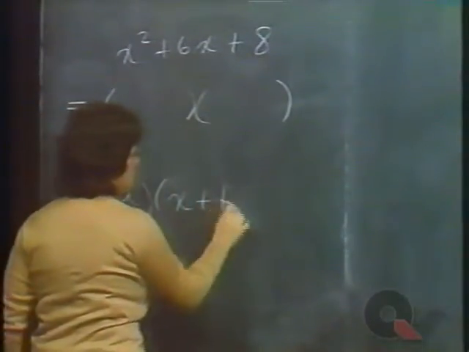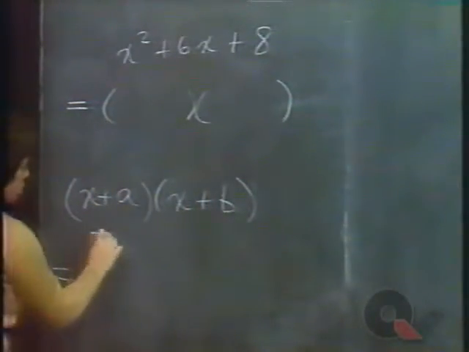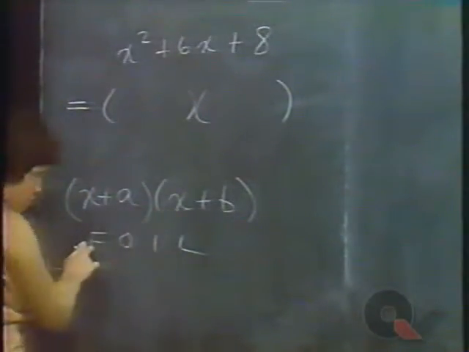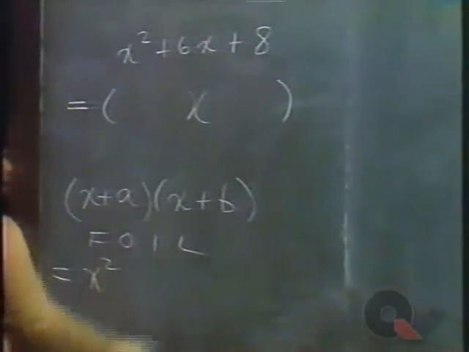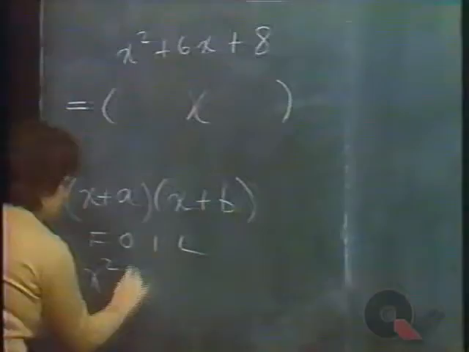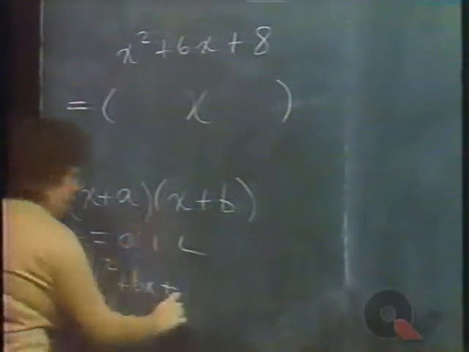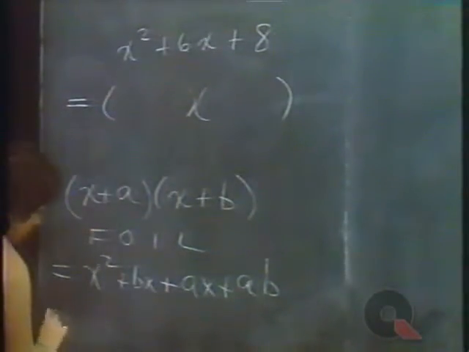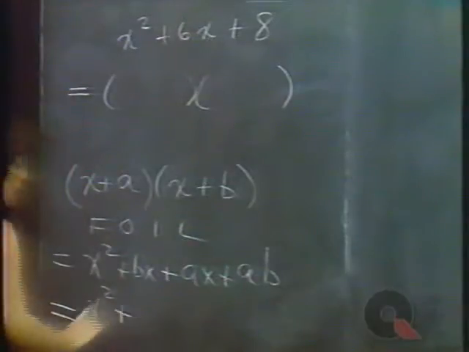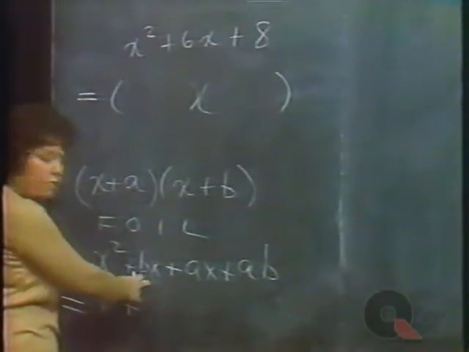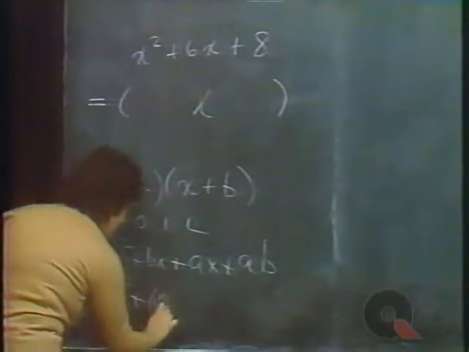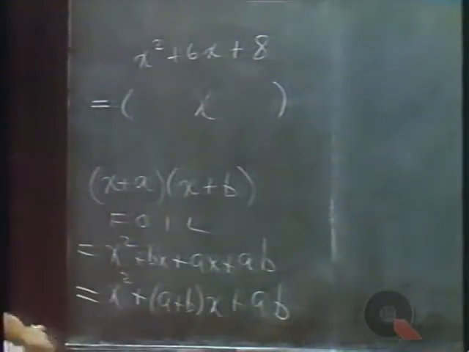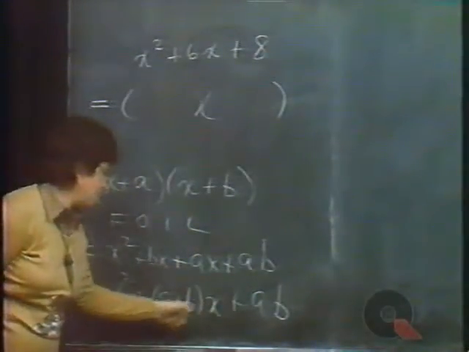If we have x plus a times x plus b, we can use the FOIL method to multiply these binomials. That is, first we multiply the first terms for the F, then the outer terms, giving us bx, then the inner terms, ax, then the last terms, ab. And let me rewrite this as x squared plus, from these two middle terms, I'm going to factor out an x. I'm going to write this as a plus b times x plus ab. This is x squared plus ax plus bx plus ab.